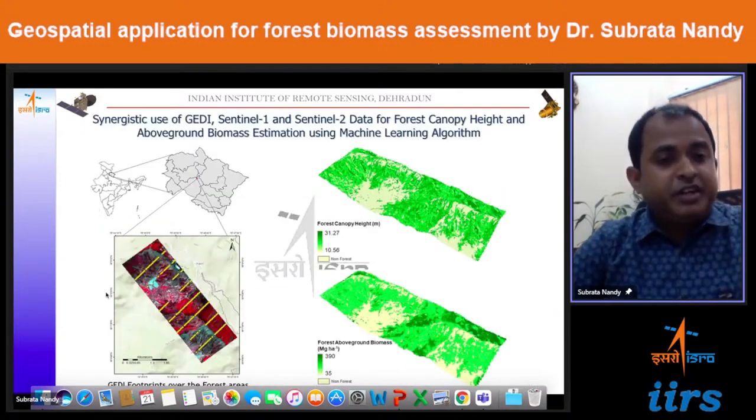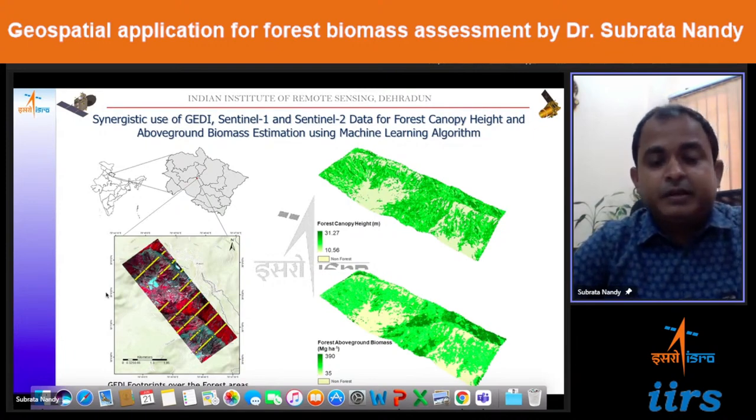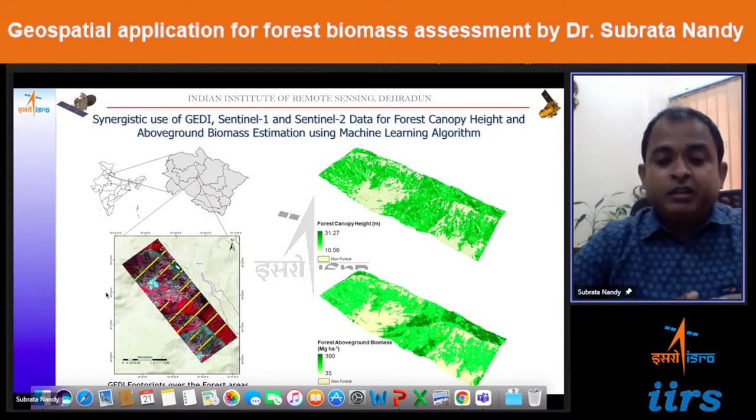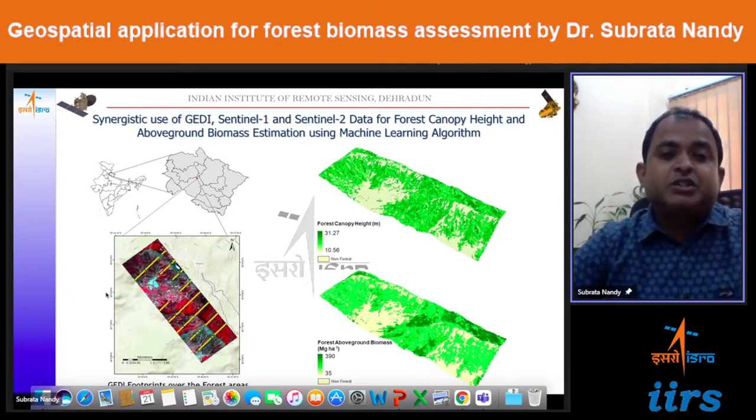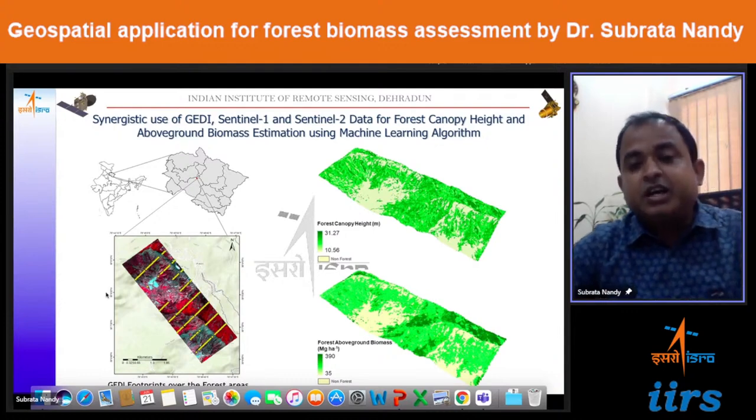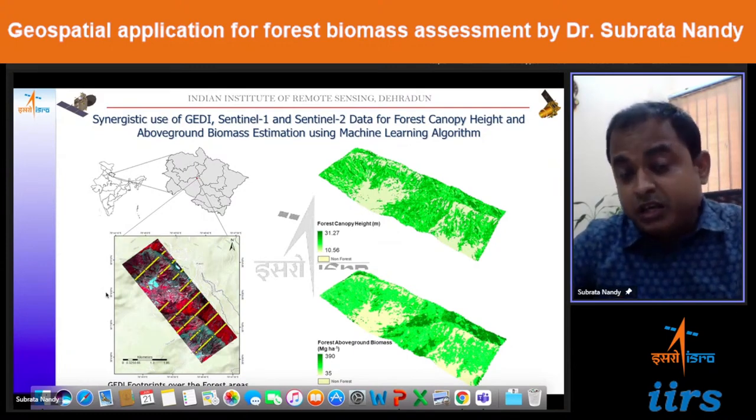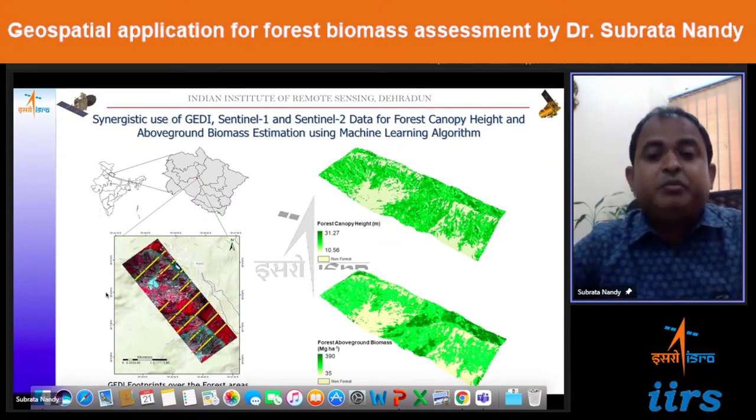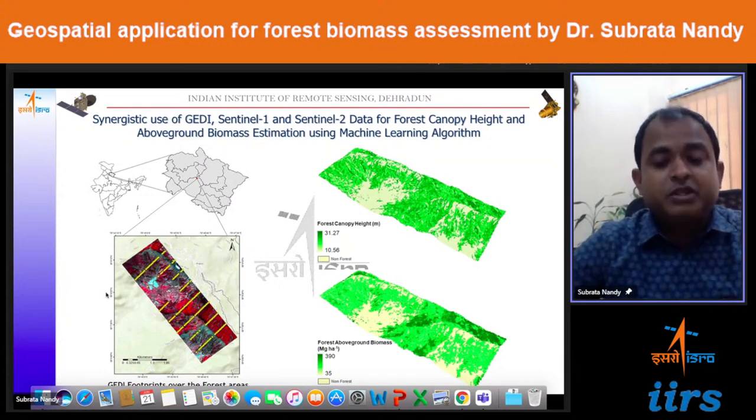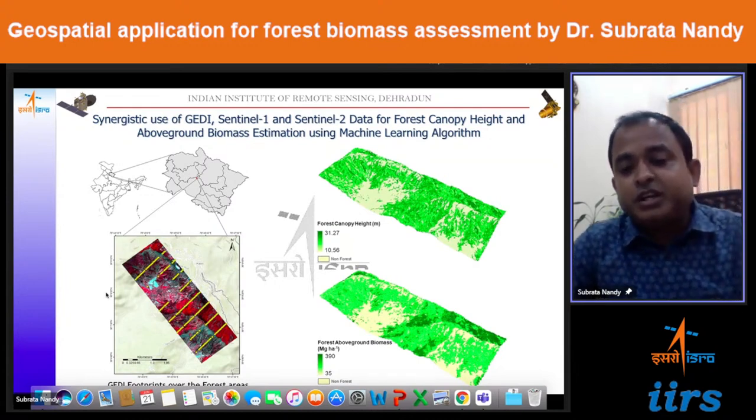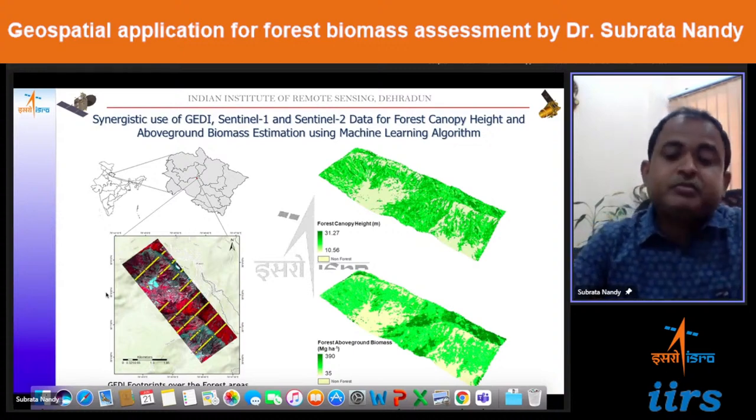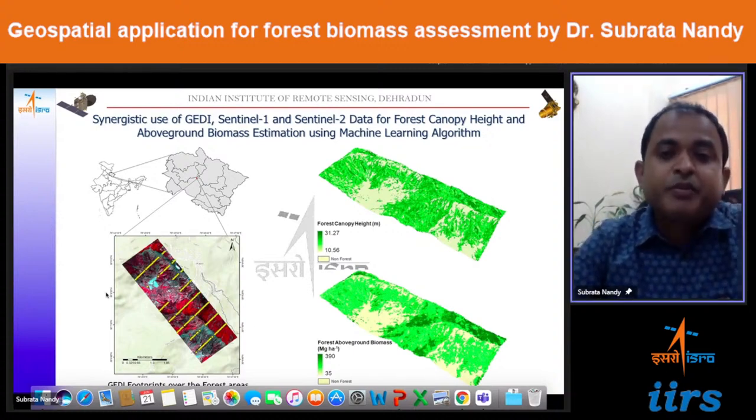We have also done a study using this GEDI data by integrating GEDI, Sentinel-1 and Sentinel-2 in a hilly area of Pauri Garhwal district of Uttarakhand. There also we found that when I integrate GEDI with the Sentinel-1 data set, I can get a very accurate forest canopy height map. And when I integrate forest canopy height information along with the spectral information, I get the best biomass estimates as well.